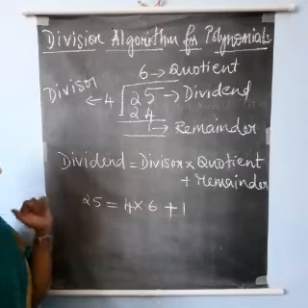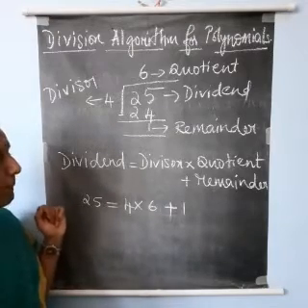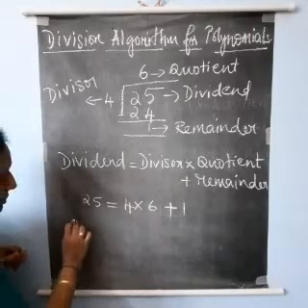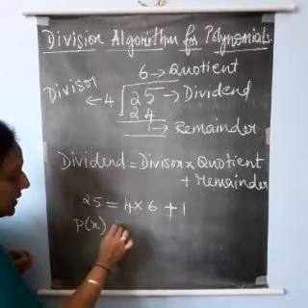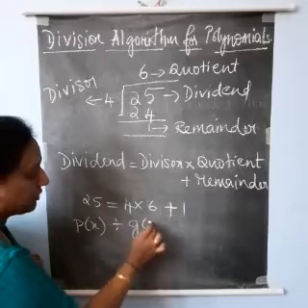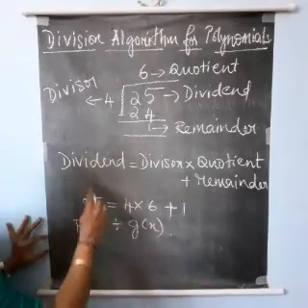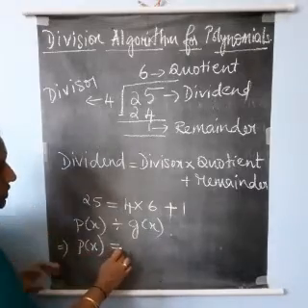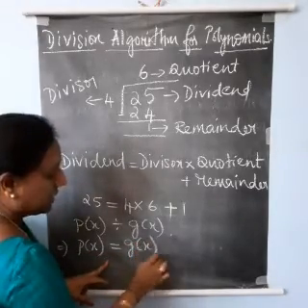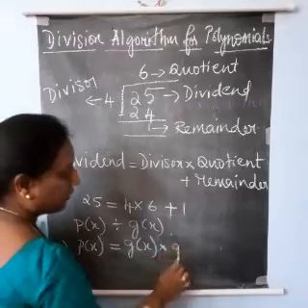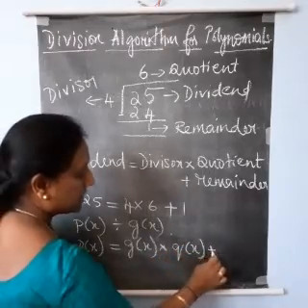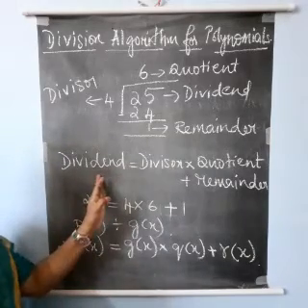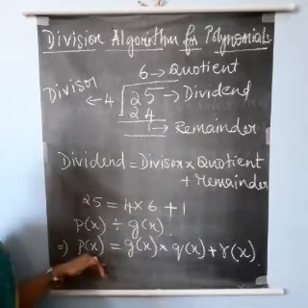Now this same division algorithm is extended for polynomials. When it is for polynomials, we write it: if polynomial p of x is divided by another polynomial g of x, then the division algorithm can be written as p of x is equal to g of x into quotient, let q of x be the quotient, plus r of x, which is the remainder. So the same division algorithm is extended for polynomials.